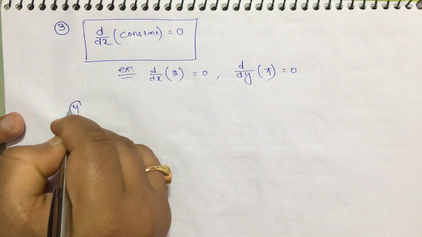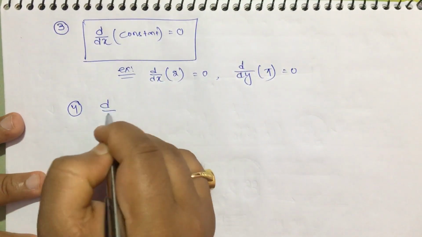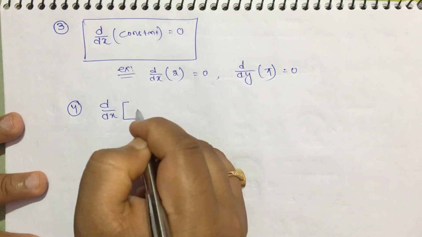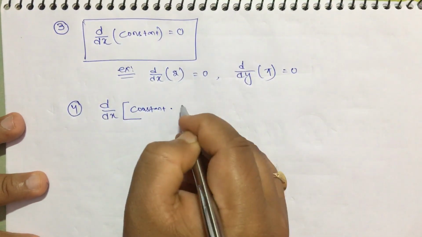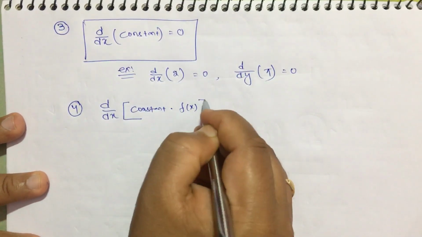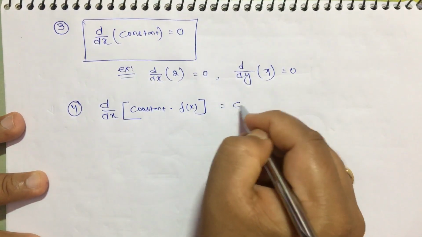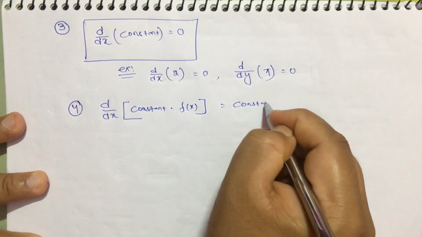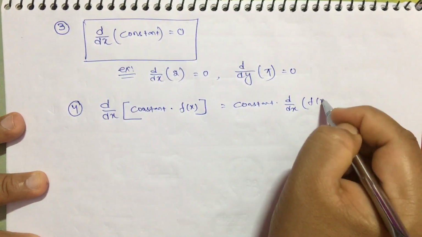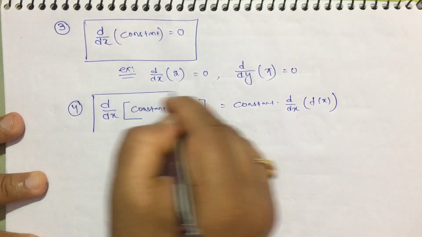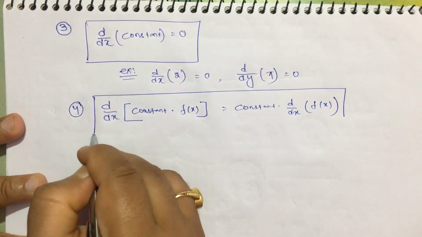Now the next formula is, if you are taking the derivative of a constant into another function of x, then the answer is going to be the constant into d by dx of f(x). Let me just make it clear what I have written.